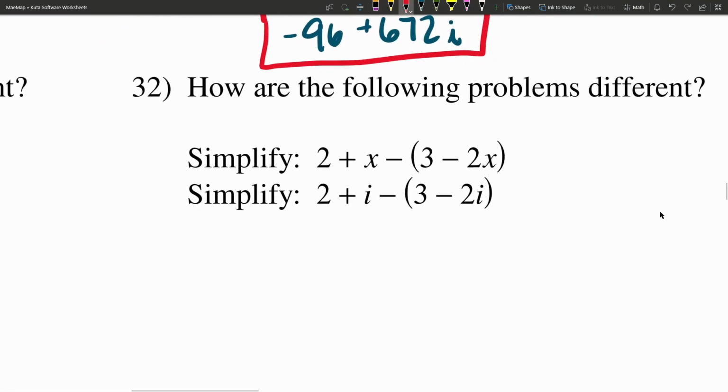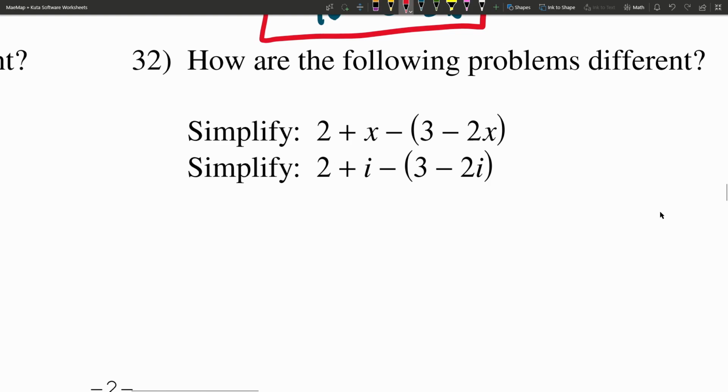For number 32, how are these two problems different? Well, let's think about it. 2 plus x minus 3 minus 2x. If I want to remove these parentheses, I would need to just make sure I distribute that negative throughout. So I'm going to simplify this to 2 plus x minus 3 plus 2x. And I'm going to rewrite the next problem below similarly, distributing the subtraction to that complex number. So 2 plus i minus 3 plus 2i.